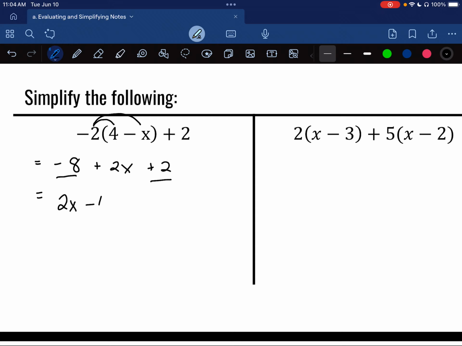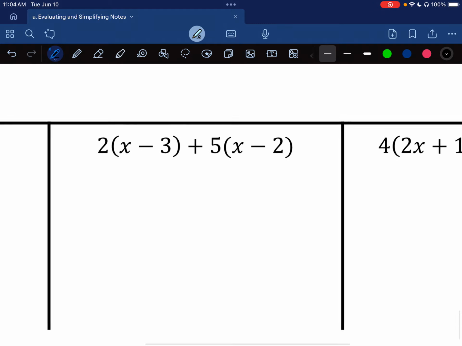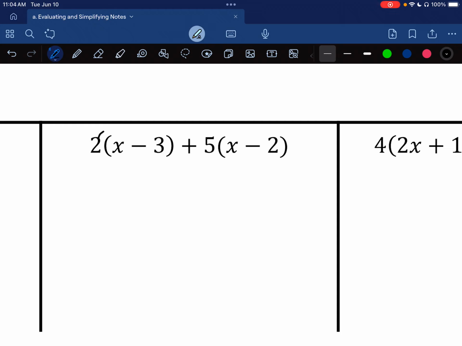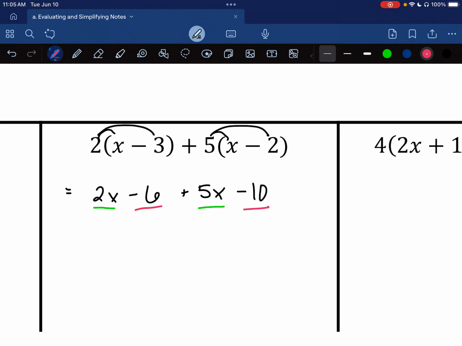Over here, we have 2 sets of distributing going on. All right, so this will be 2x minus 6 plus 5x minus 10. Now, in terms of our like terms, right, 2x and 5x are alike, and minus 6 and minus 10 are alike. So I'll end up with 7x minus 16.